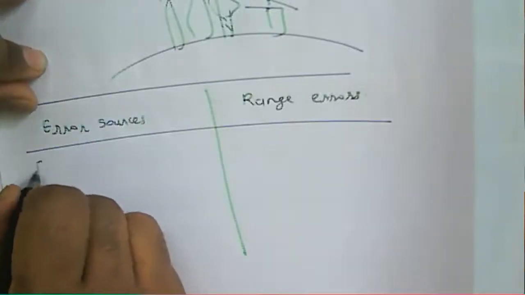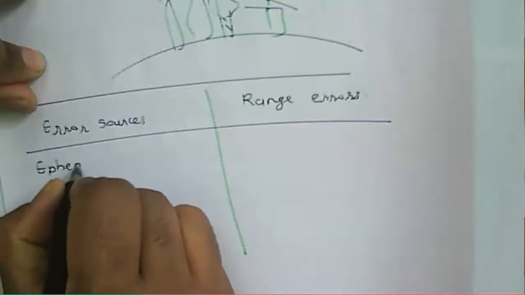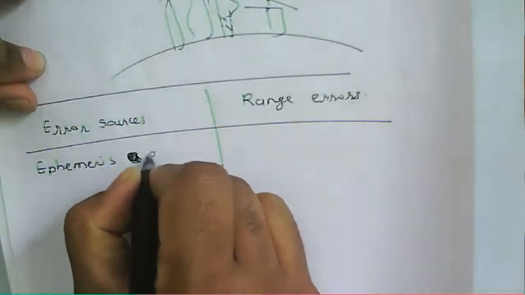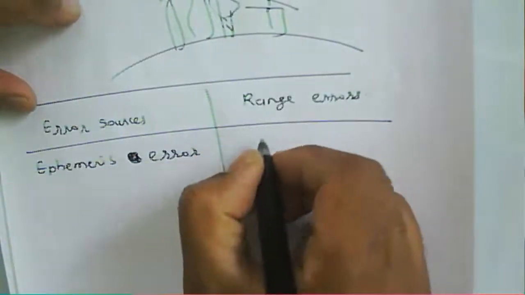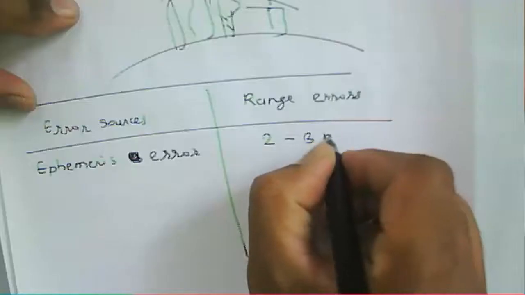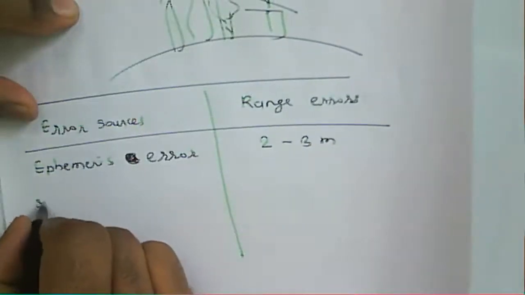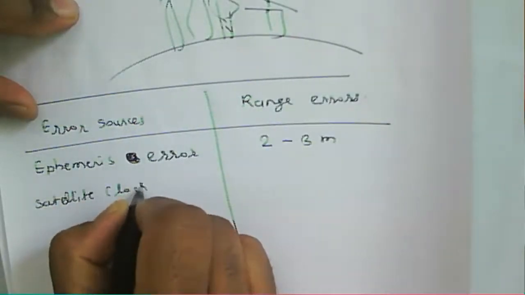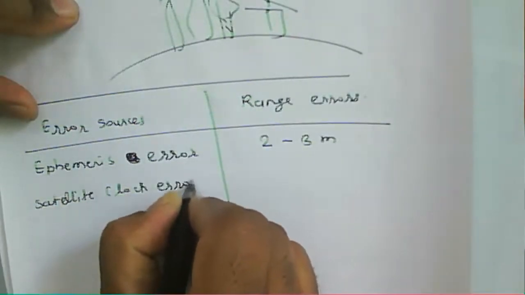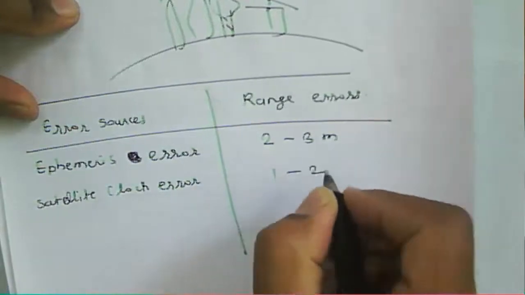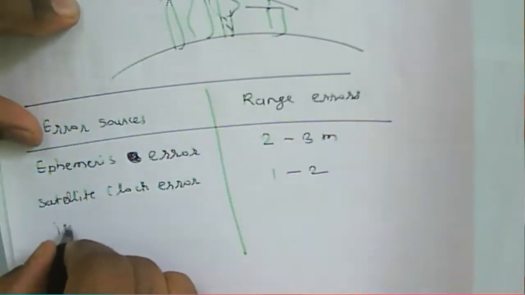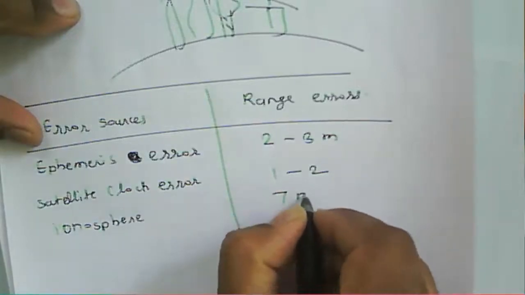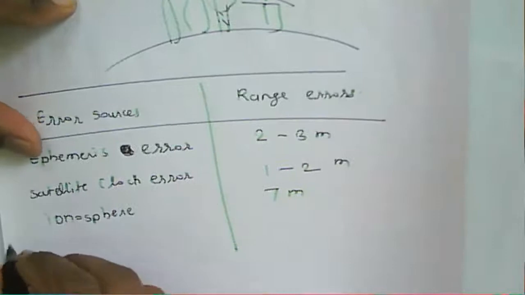If there is an ephemeris error, then there will be an error of 2 to 3 meters. We have satellite clock error, that is about 1 to 2 meters. Then ionosphere, all are in meters, okay, 7 meters here.